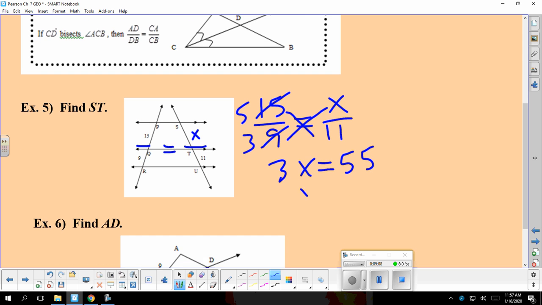And how many times does 3 go into 55? Goes into 5 once, with 2 left over. 3 goes into 25 8 times, 1 left over. So 18 and a third. In your calculator, it's 55 divided by 3.